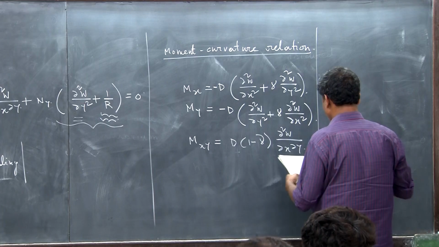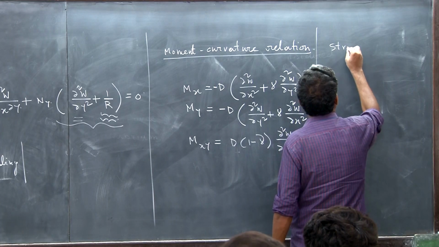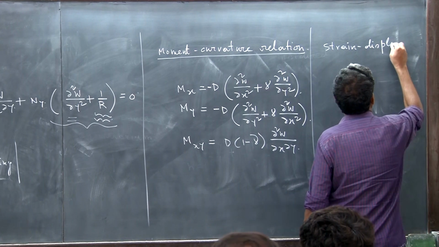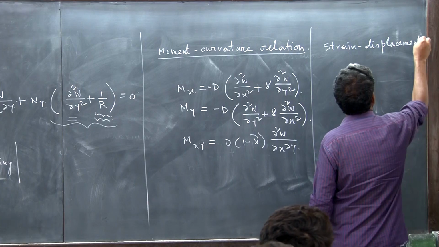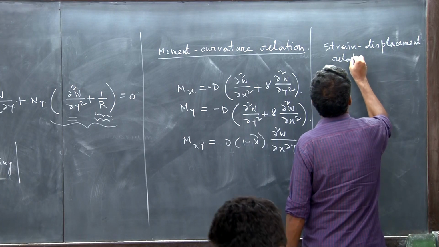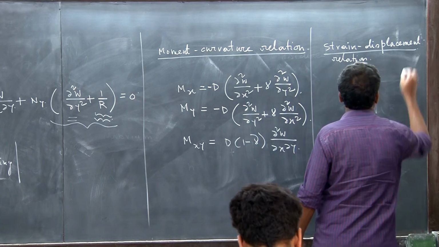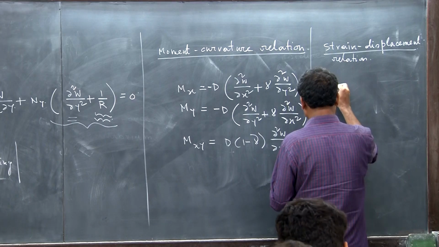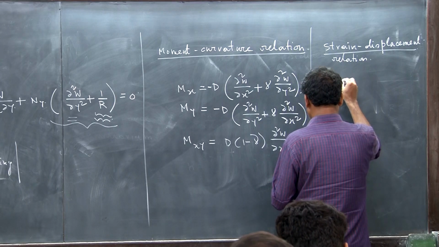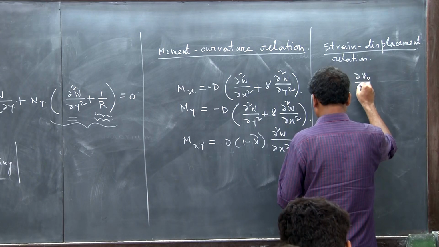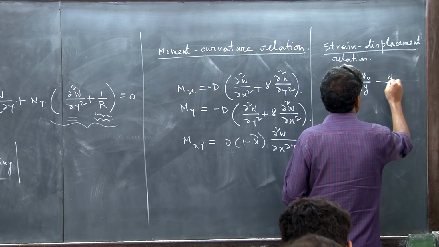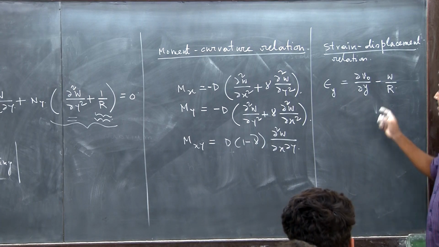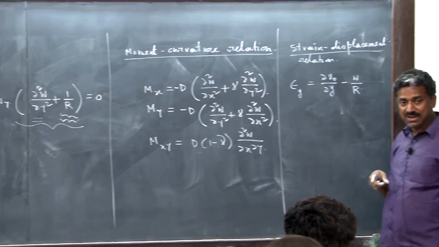Then I will just write some strain component, strain displacement relations. Okay. So as you see, epsilon y will be del V0 by del y, and then minus W by R. From where is W by R coming? See, it is radially expanding, right?